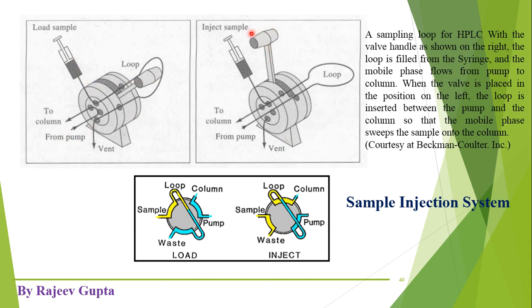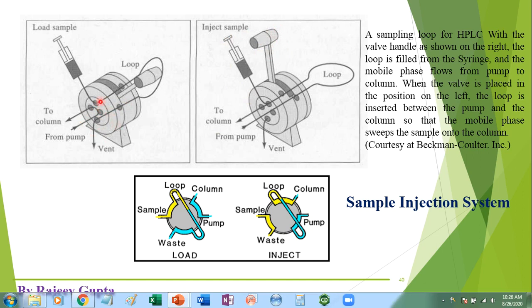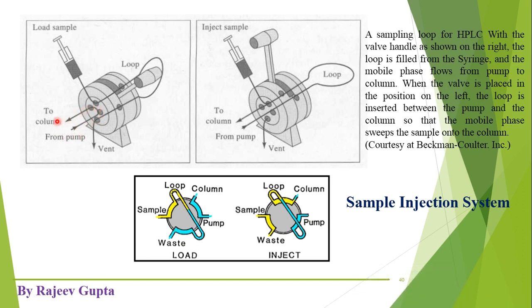But when we move this handle to the left hand side, then all the points move accordingly, and the mobile phase is combined with the sample loop. So what we are seeing here, see, in these 2 points the solution is coming from the pump, the mobile phase is coming from the pump and going to the column.